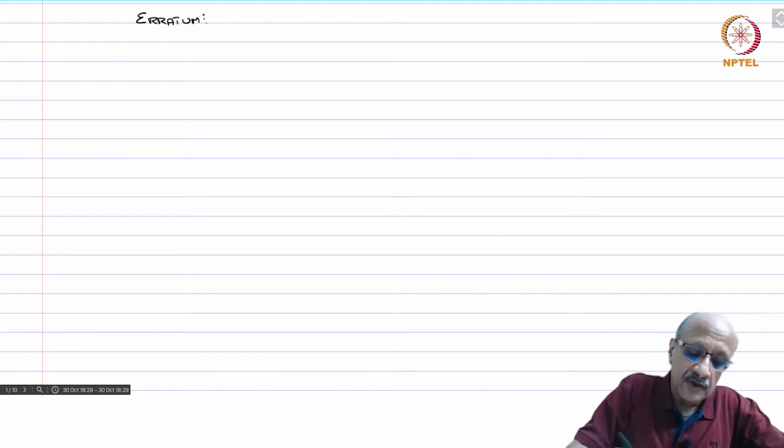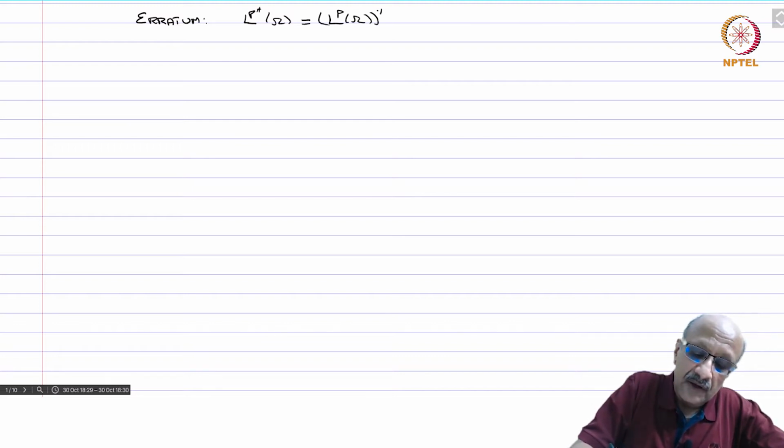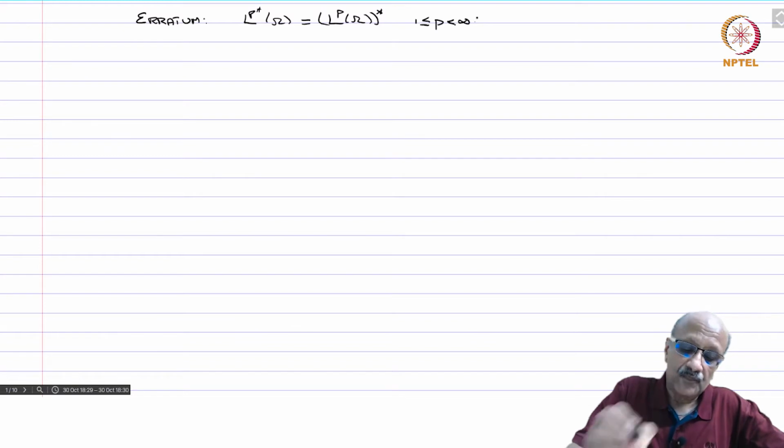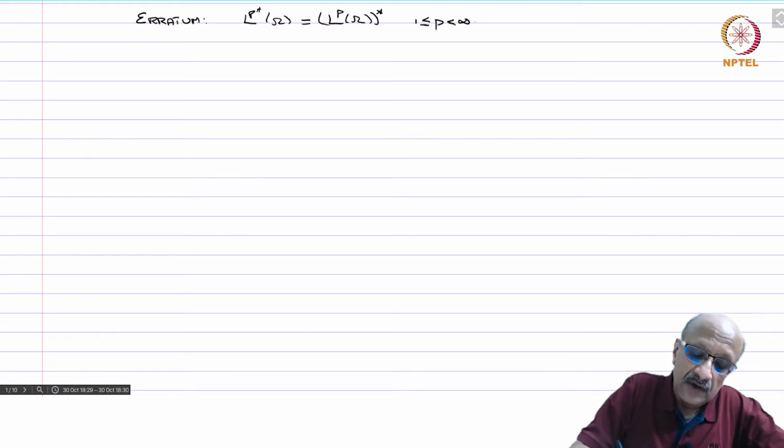Before I start, I just have one correction to make, an erratum. In the last lecture, just before proving Young's inequality, I summarized the results of L^p(Ω). I wrote L^p star of Ω equals L^p of Ω by mistake. This should actually be L^p(Ω) star, for 1 ≤ p < infinity. So this is the correction which you should make.